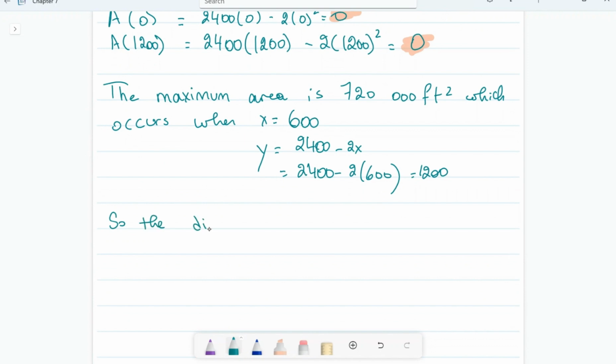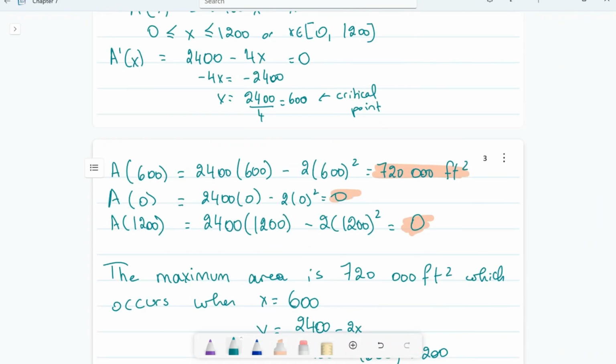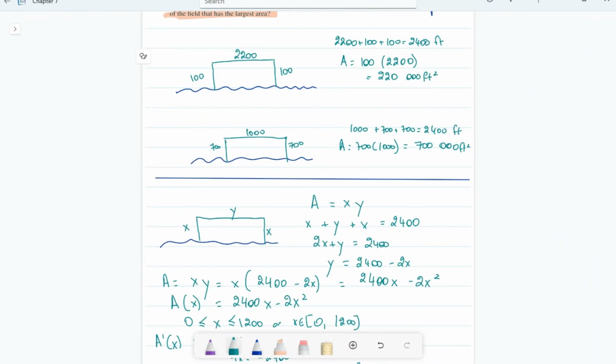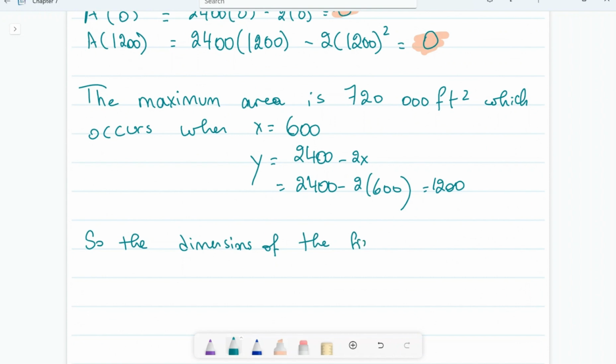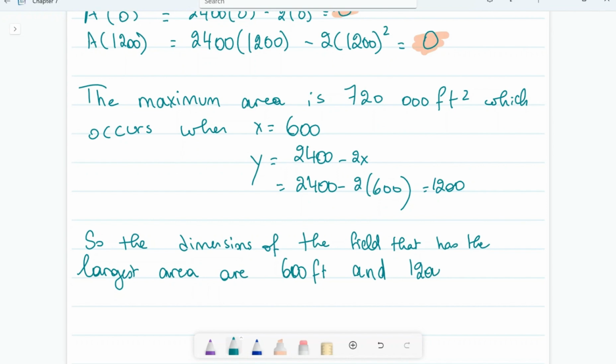So we can conclude and say the dimensions of the, what do they ask for? The dimensions of the field that has the largest area are 600 feet and 1200 feet.